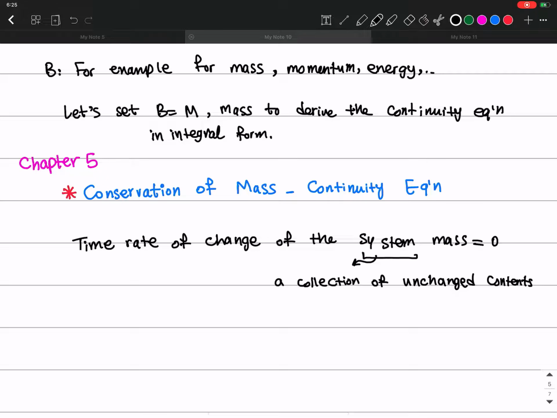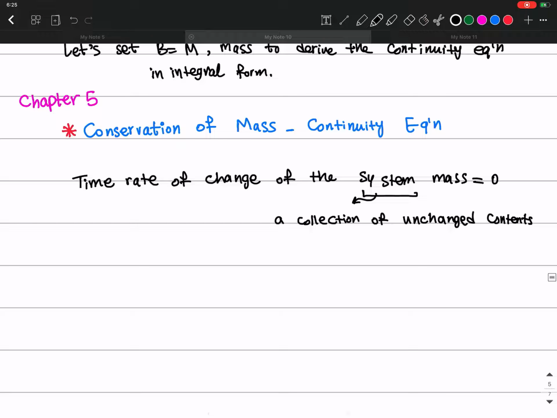So this is the conservation of mass. If you want to represent this statement in mathematical symbols, it means that the derivative of the mass of the system, m of system, with respect to time, because this is the time rate, equals 0. So this is the continuity of mass equation.